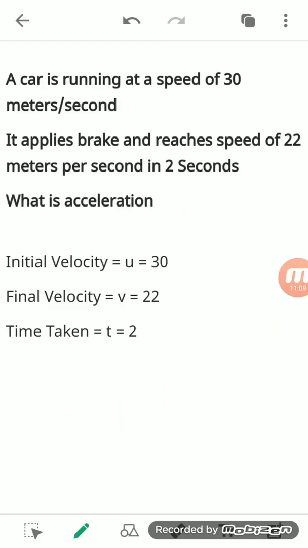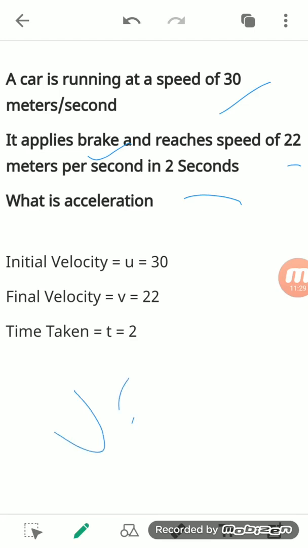Now I'll see another numerical. A car is running at a speed of 60 meter per second, and it applies brake, and finally it reaches the speed of 22 meter per second in 2 seconds. It is very much similar to the previous question.